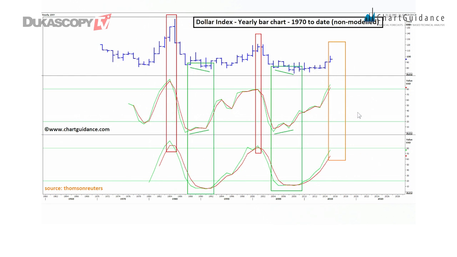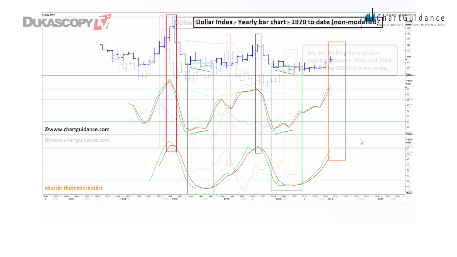On the next picture, back to a yearly bar chart of the US dollar index, we have the slow stochastic oscillators with two different parameterizations. What we can see is that we have also entered the early stages, the mature phase, of the primary bull trend that started some years ago. So this is ahead of us. This is not for tomorrow. This is for the next 1 to maybe 3 years at the maximum.